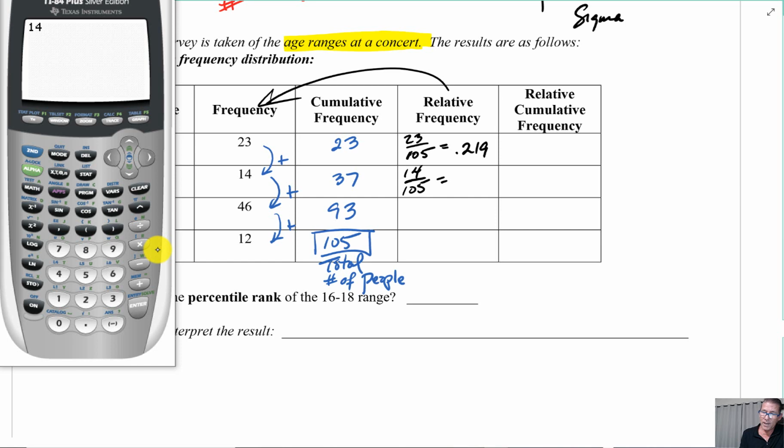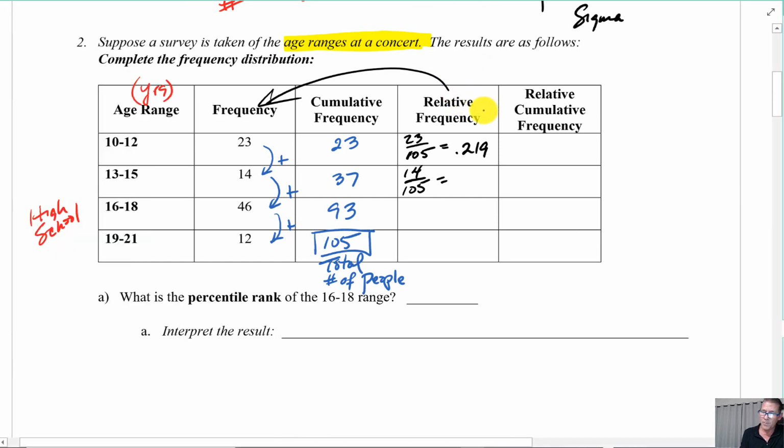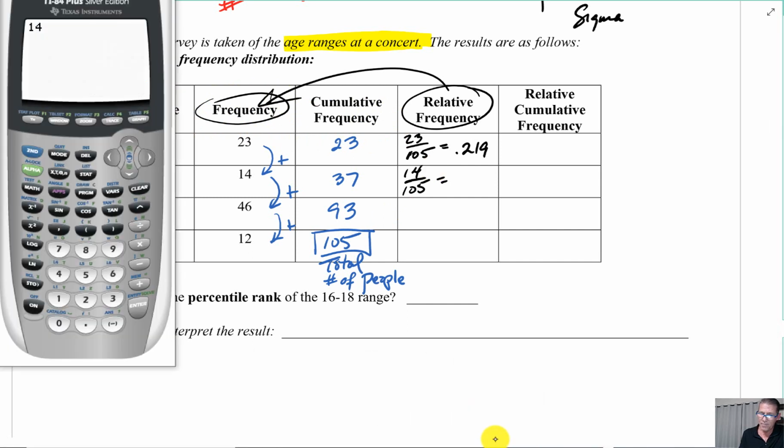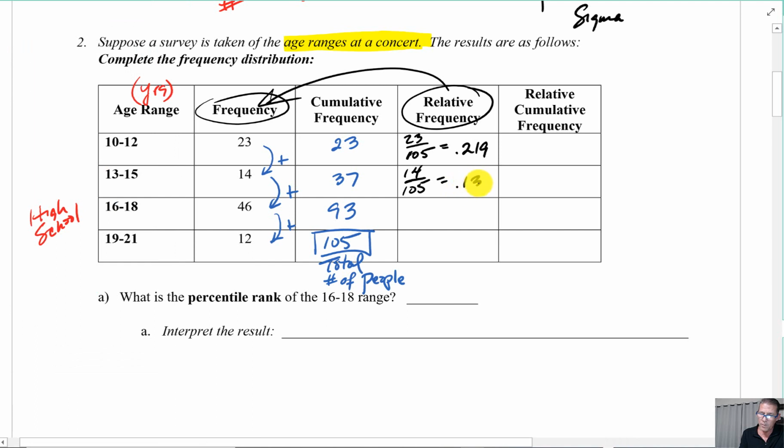So 14 here. Draw an arrow from relative frequency to the frequency. That's what you want. So that depends on this right here. I want to take 14 divided by 105. Boom. That's not right. You've got to type in the right numbers. 14 divided by, it's getting late, guys, I'm sorry. Okay, it's 0.133.